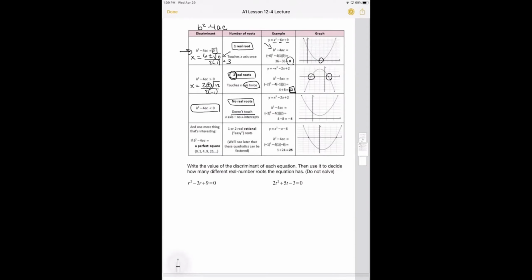The b squared minus 4ac we see is negative 4. And so the discriminant is negative, and so there are no real solutions. And we look over here at the graph, and you can see nowhere does this graph intersect the x-axis.